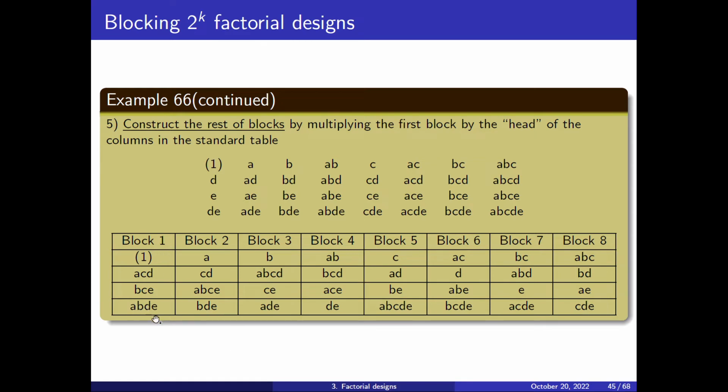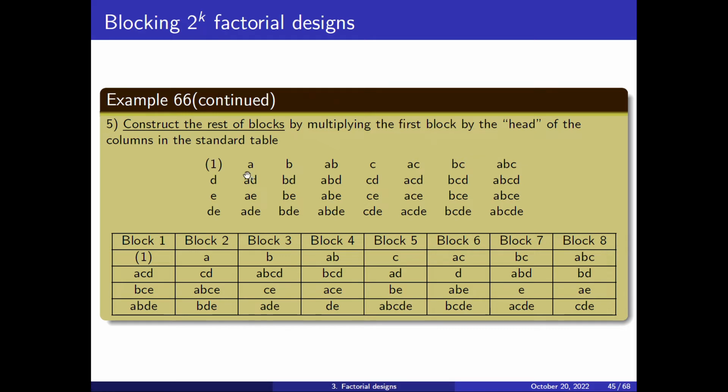This is the principal block, and now we construct the rest of the blocks by multiplying the first block by the head of the columns. So the head of the columns are these ones. So we multiply the block by 1. So what we have is block 1 again.